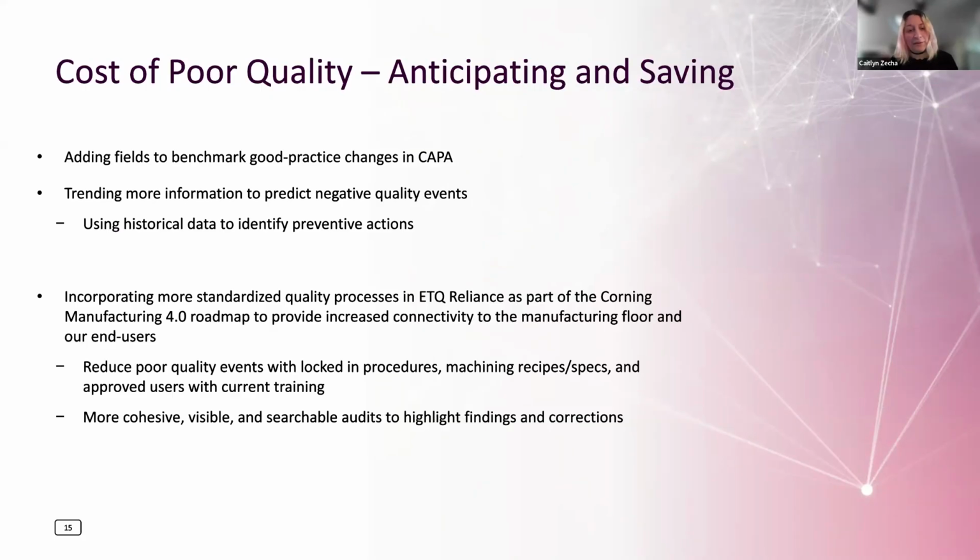So one of the things that we're trying to do now in order to help anticipate and to save on cost of poor quality is that we're adding more things into our quality practices to benchmark for good practices. So one of the efforts we embarked on in the last year or so was we added fields into our corrective action process within Reliance to actually ask our businesses, hey, when you are going through a corrective action, did you make a change that you would consider to be a good or best practice? And is it a good or best practice for your business or potentially for the entire corporation?